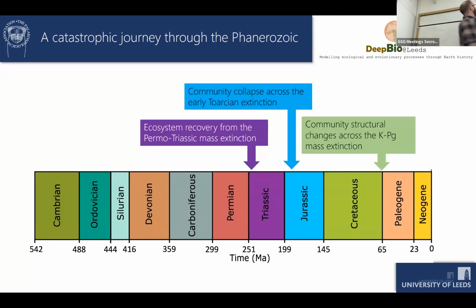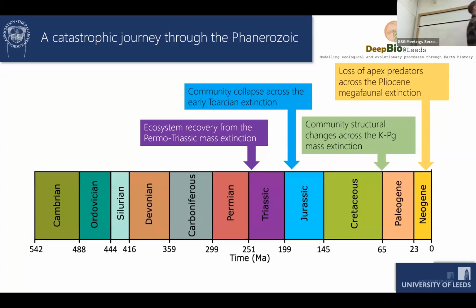Then we're going to fast forward right to the end of the Mesozoic and the beginning of the Cenozoic and look at community structural changes across the KPG mass extinction. And then almost at the present day, just a mere 2.5 million years, a blink of an eye, into the past, we're going to look at the loss of apex predators across the Pliocene megafaunal extinction.